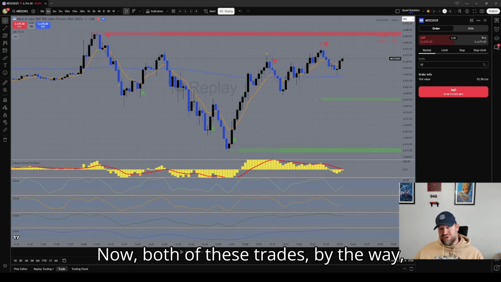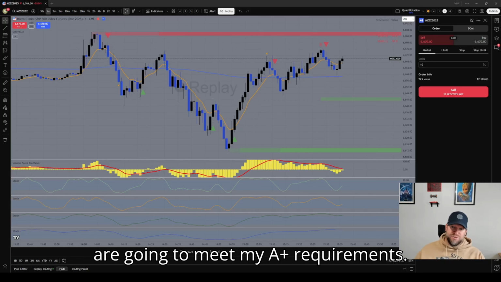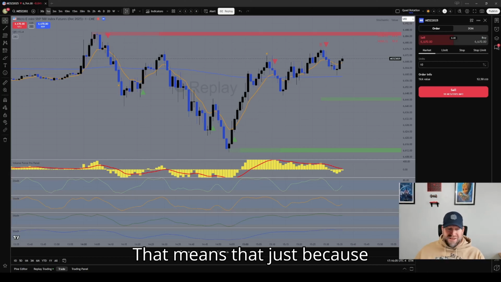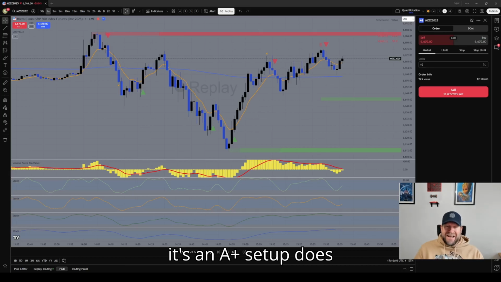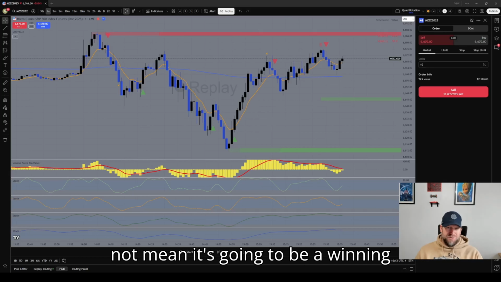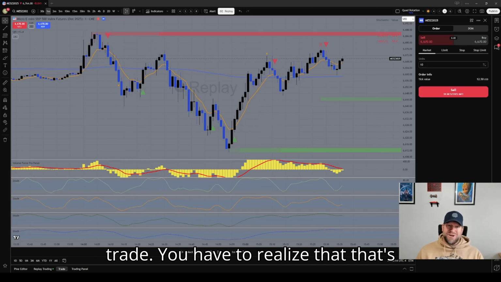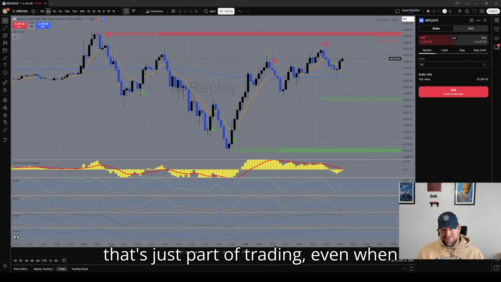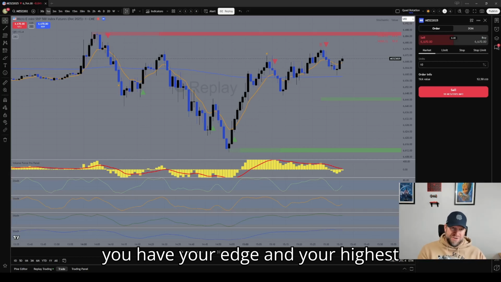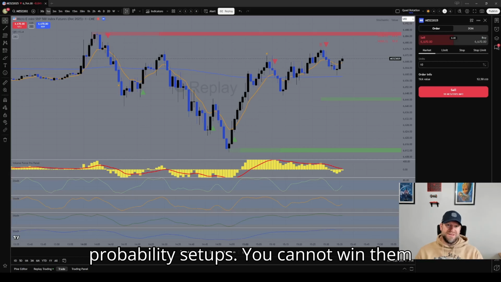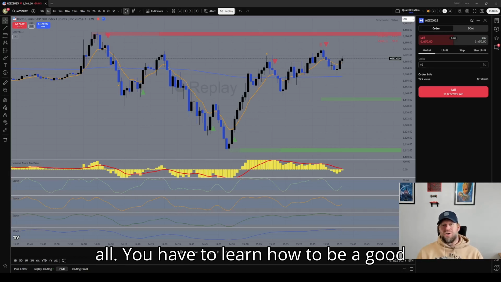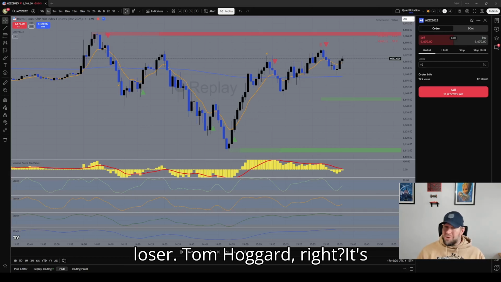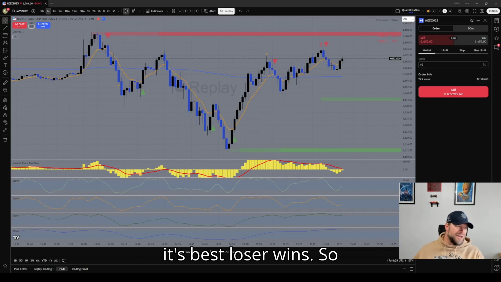Now, both of these trades, by the way, are going to meet my A-plus requirements. That means that just because it's an A-plus setup does not mean it's going to be a winning trade. You have to realize that. That's just part of trading. Even when you have your edge and your highest probability setups, you cannot win them all. You have to learn how to be a good loser. Tom Hogarth, right? It's best loser wins. So let's get into it here.